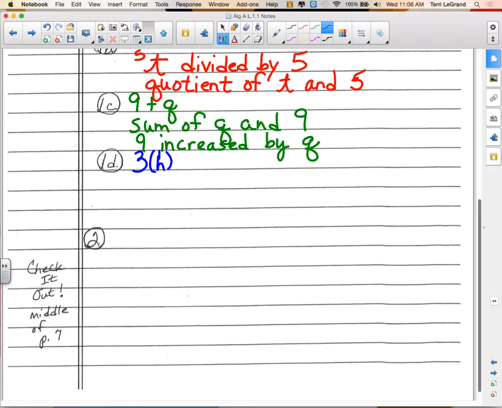Amazing. Product of 3 and H. I like it. Could we have said the product of H and 3? Yeah, multiplication is not fussy.